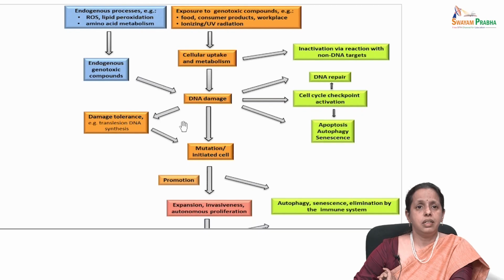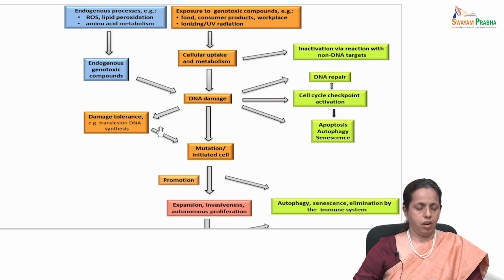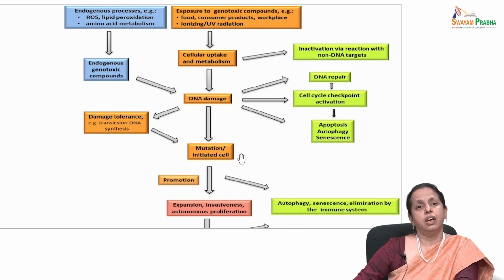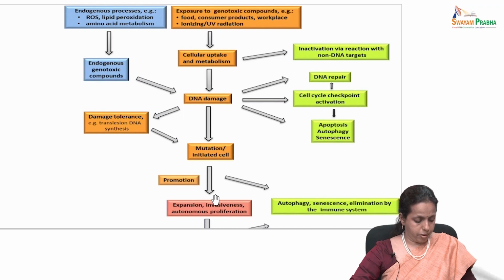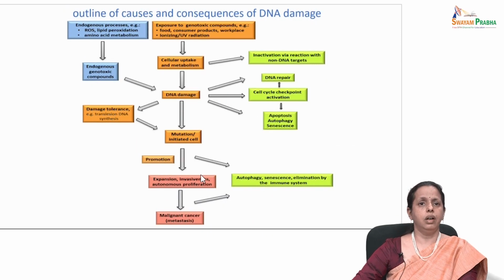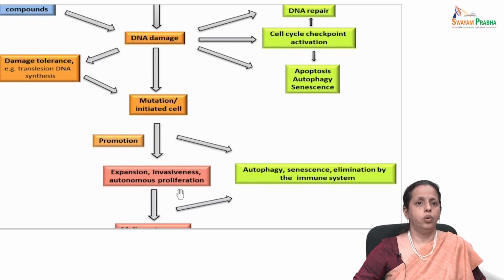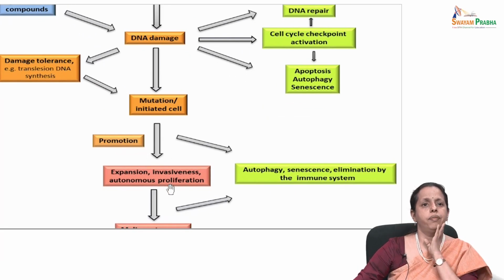So at the same time, if there is DNA damage and the damage is tolerated, for example during transcription and synthesis, then there will be inheritance of the mutated cells. So here you have the initiation, and then you have promotion here. Again at this particular point, you also have promotion, you have the expansion.